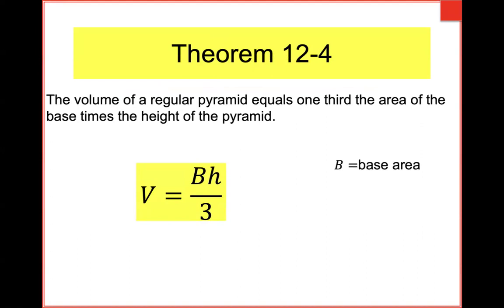All right, capital B stands for base area. Height is your altitude of your pyramid. And 3 is 3. How about that?